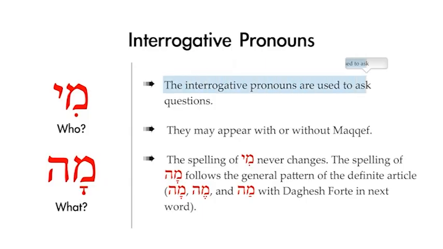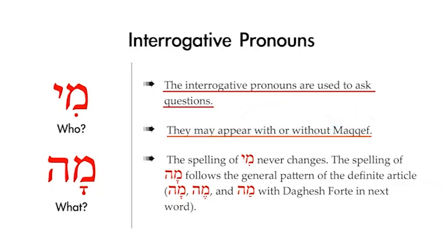Let's move on to our next category of pronoun, the interrogative pronouns. The interrogative pronouns are used to ask questions. So we have me for who and ma for what. They may appear with or without the makef. The spelling of me never changes. The spelling of the interrogative ma, however, follows the general pattern of the definite article. It'll be ma, meh, or meh with the dagesh forte in the next word.